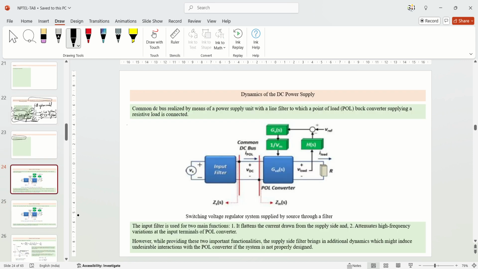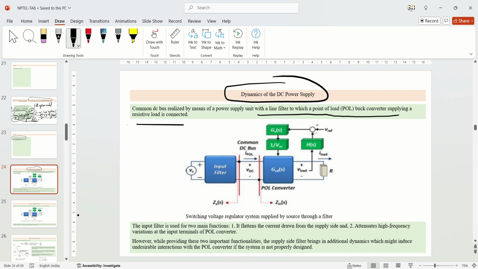So let me go through some of the dynamics of the DC power supply. The common DC bus is realized by means of a power supply unit with a line filter, to which a point of load buck converter applying a resistor is connected. Why we are using the buck converter I have explained in one of the questions, and why we use the line filter in between. So if you can see the topology, the switching voltage regulator system is there.